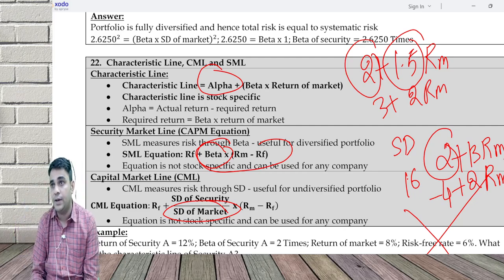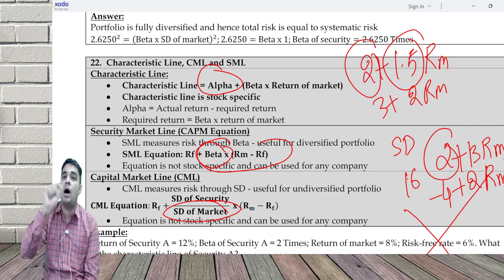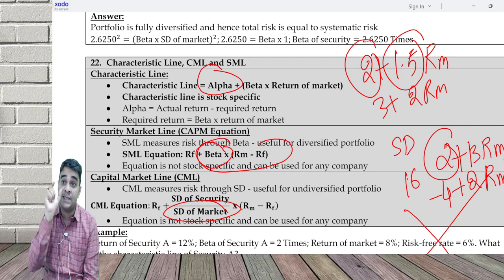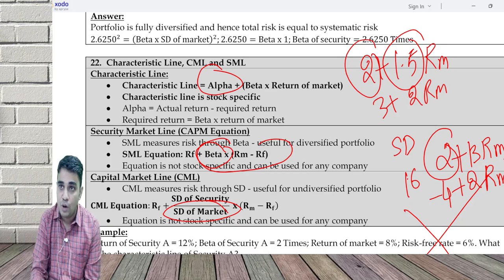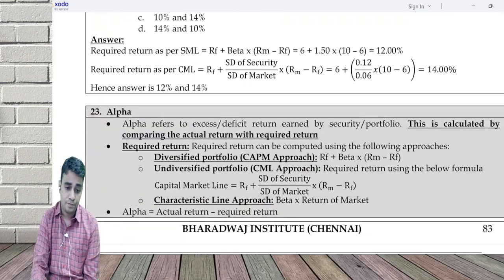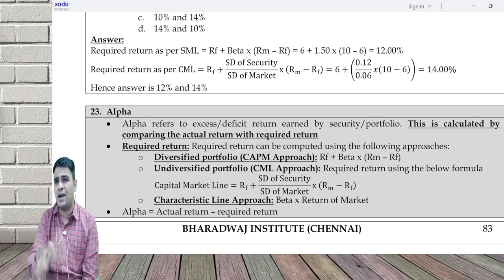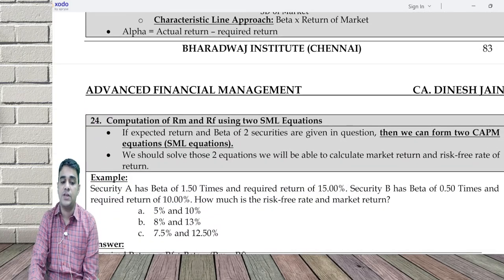The characteristic line is equal to alpha plus beta into RM, which is specific for a company. CML and SML is for overall. Alpha I've already discussed. That's the difference between the required return and the actual return, which has three approaches.